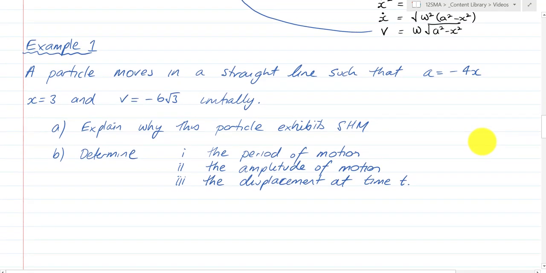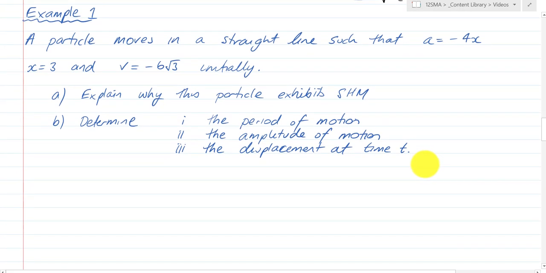A particle moves in a straight line such that a equals negative 4x, and x equals 3 when v equals that initially. Explain why this particle exhibits SHM. The reason we can prove that is that the whole premise of simple harmonic motion is that acceleration is proportional to the displacement, even if it's backwards. So in this case, acceleration is equal to negative 4 times x, where k equals negative 4, and therefore acceleration is proportional to x, and hence simple harmonic motion is satisfied.